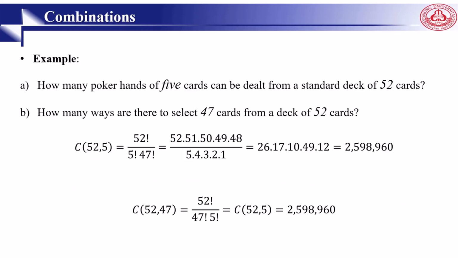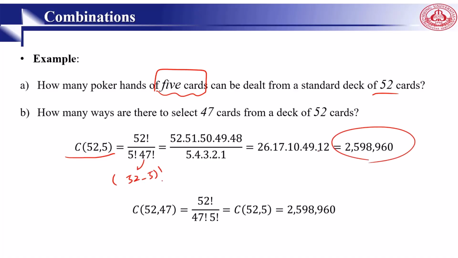Example: how many poker hands of 5 cards can be dealt from a standard deck of 52 cards? Because the order in which the cards are dealt is not important, the number of 5-card hands is the combination of 52 and 5, which is 52 factorial divided by 5 factorial times 47 factorial. This means (52 − 5) factorial. Another example: how many ways are there? The combination of 52 and 47 gives you 2,598,960.